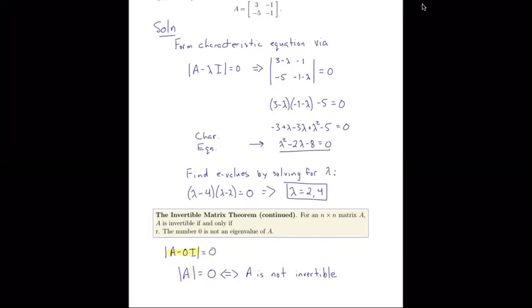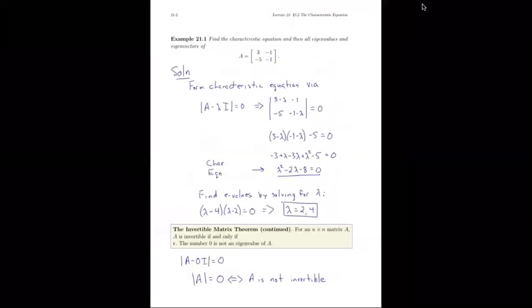Well, the determinant of A is 0 if and only if A is not invertible. So what we have now is an equivalence. If 0 is an eigenvalue of A, then A must not be invertible. Right, so these are equivalent statements. So the contrapositive of that, if 0 is not an eigenvalue of A, then A is invertible. So there's our sketch of that proof there, and yet another piece of information for the invertible matrix theorem, another equivalence.